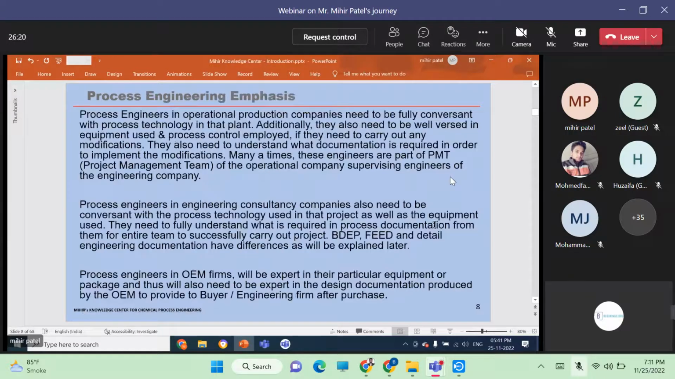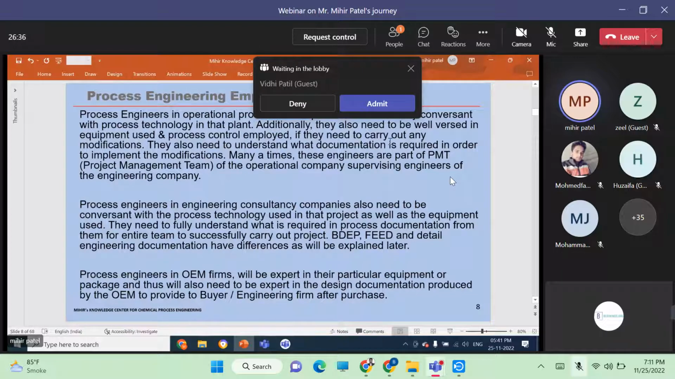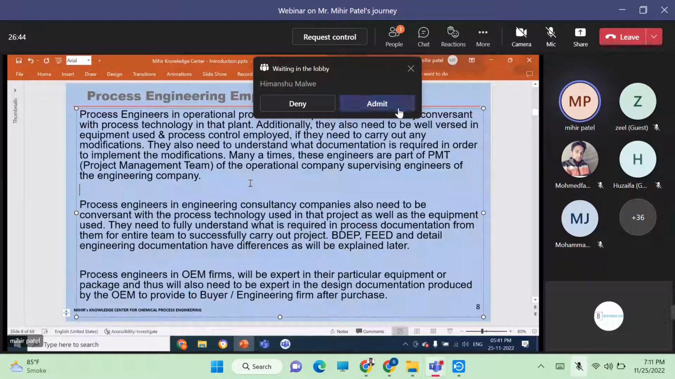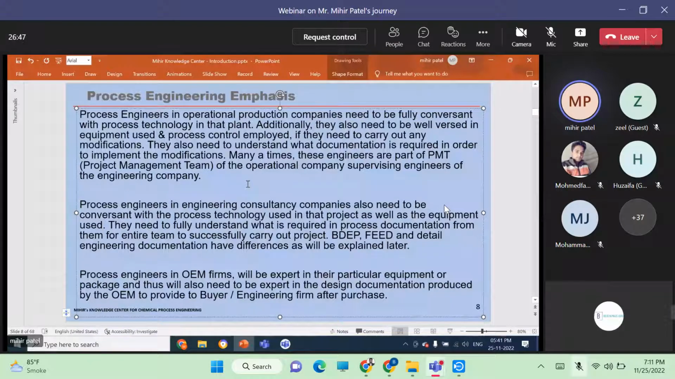Okay. Now, process engineering emphasis. Process engineers in operating production companies need to be fully conversant with the process technology in that plant. Additionally, they also need to be well versed in equipment use and process control employed if they need to carry out any modification. So this is very important. Normally the operating companies have a technical services group which does the revamp sort of jobs inside that production company. Addition of, let's say, one pump, maybe some compressor has to be changed, capacity has to be increased. So this is done by the technical services department.